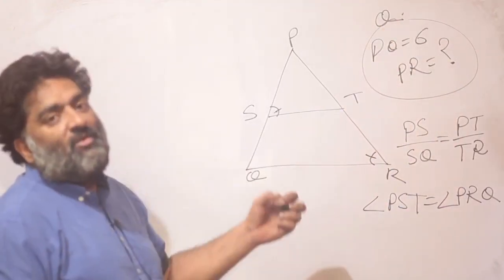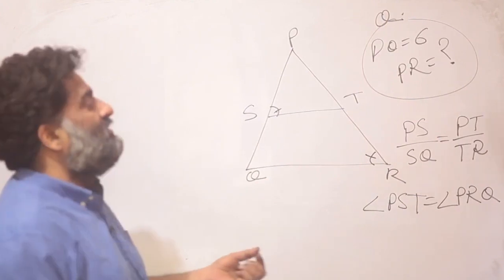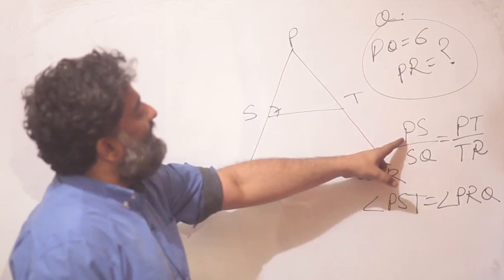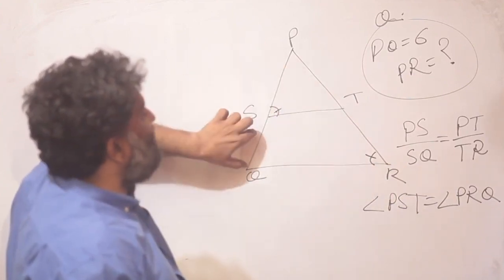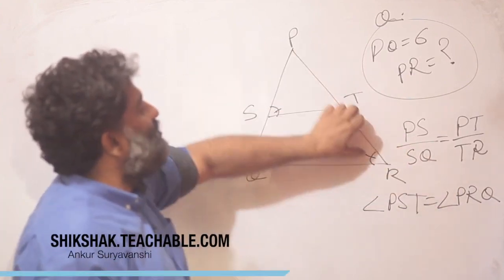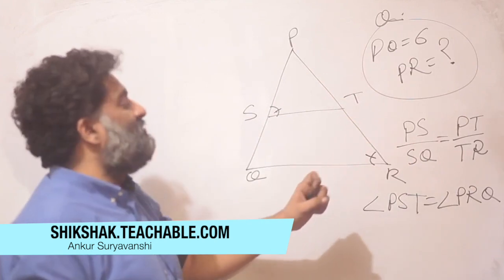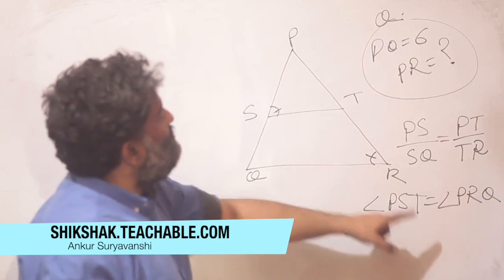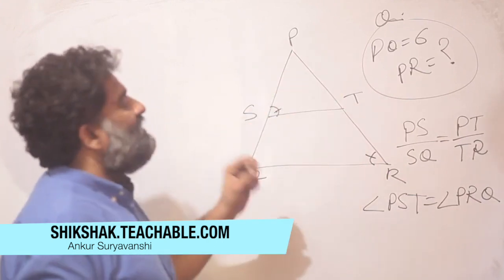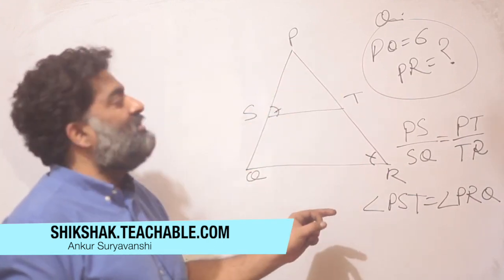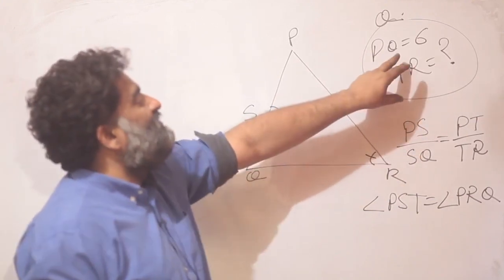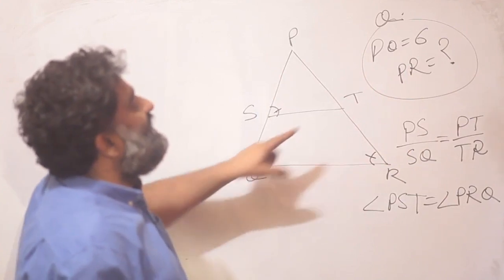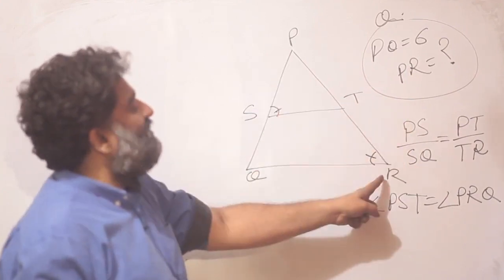So let's try one more problem and try and apply the theory that we have learned. This is the information given to me: PQR is a triangle, PS upon SQ is equal to PT upon TR. This is one part of the information. And the other is angle PST is equal to angle PRQ. And one more piece of data is that PQ is equal to 6 units. And your question is, what is the value of PR?